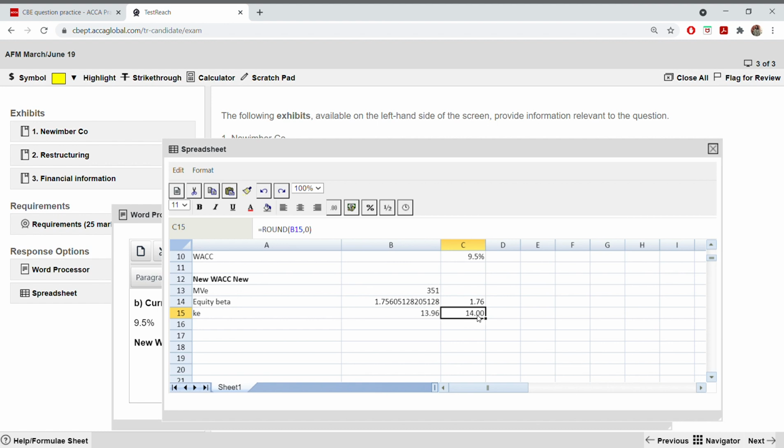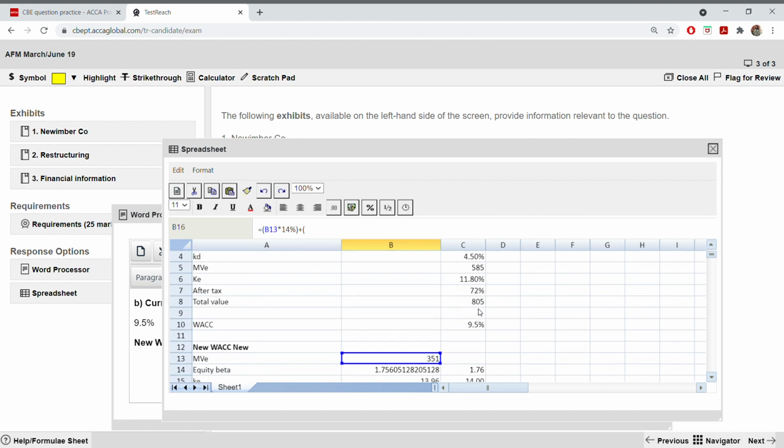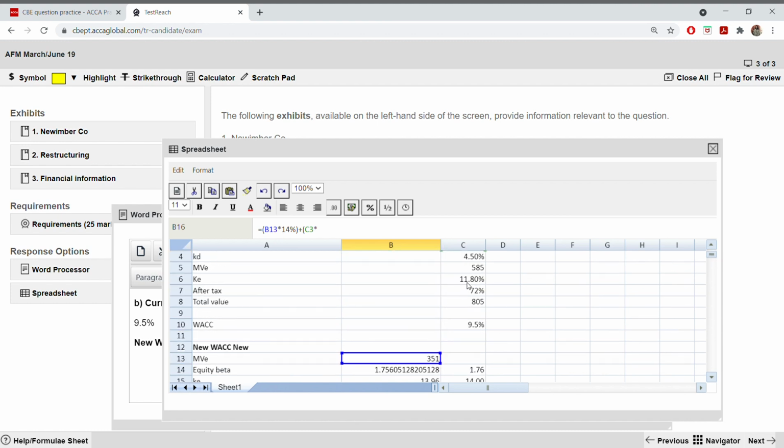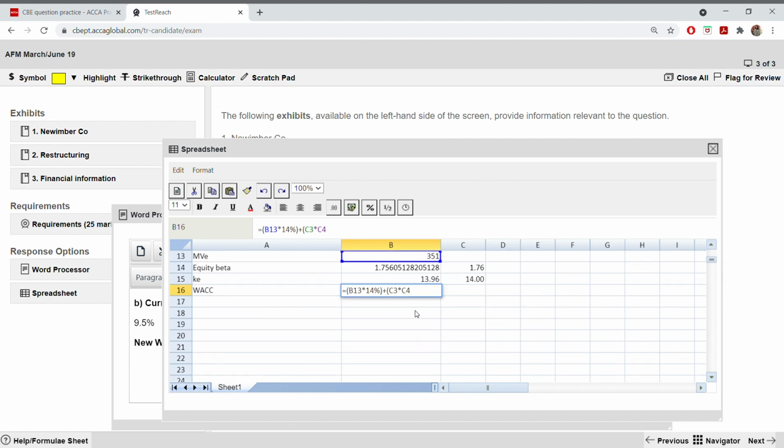You can take it as 0.14, because if you take this as a raw number, it will come as 1400. So WACC equal to 351 multiplied by 14%. Close bracket, plus again a bracket. Market value of debt is still the same. It will be 220. Multiply by cost of debt. What is cost of debt? It will be 4.5% only as before. Multiply by after tax. It is 72%.